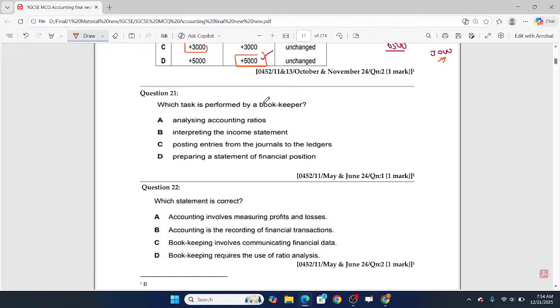Which task is performed by a bookkeeper? Already we have seen. Analyzing accounting ratio, no. Interpreting the income statement, no. Posting entries. Posting entries is the job of the bookkeeper. Preparing statement of financial position is also the accountant's job.